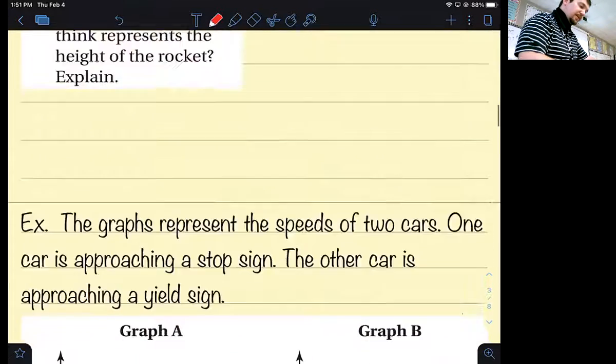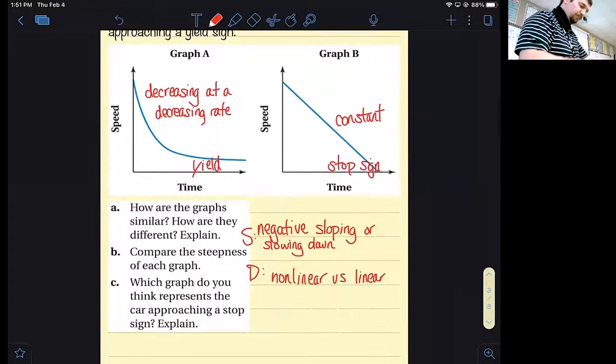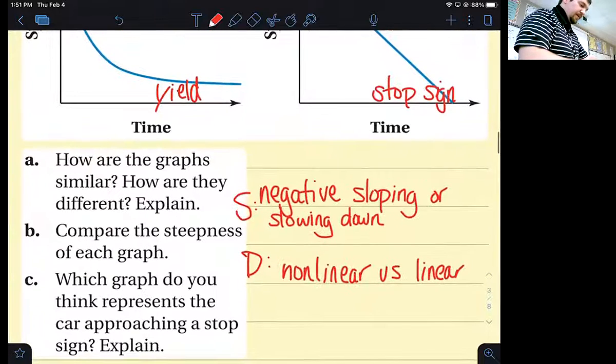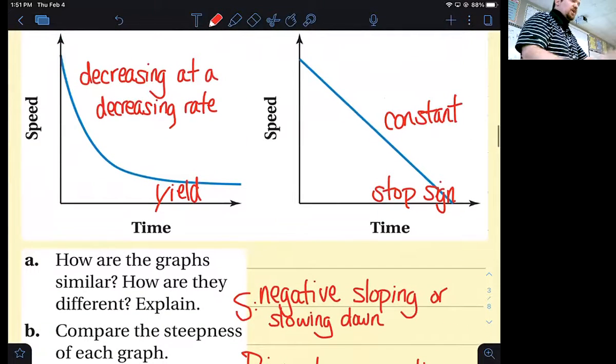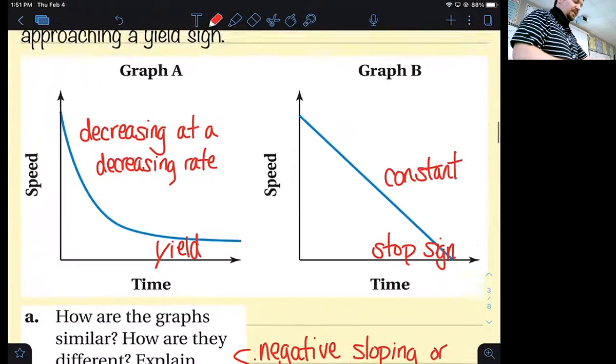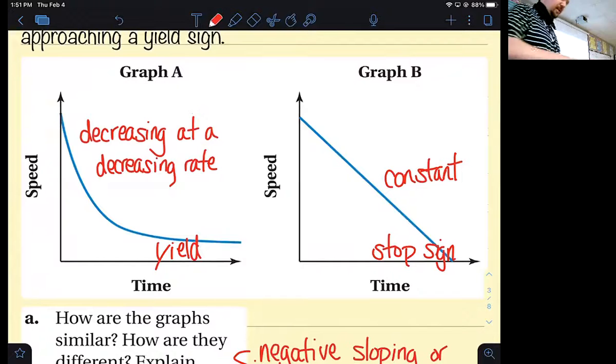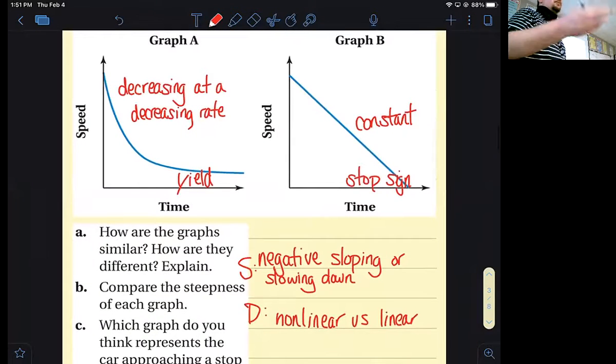In fact, I'm going to go back up to the last one, so this would be the one they were the same. This would be one way that they're different. Yeah, we've already compared the steepness. We said one was constant, one was decreasing at a decreasing rate, and we know the stop sign would have to be the second one, and the yield sign would have to be the first one. Okay, does everyone have all that written down? We didn't write too much. I answered the questions mostly verbally.